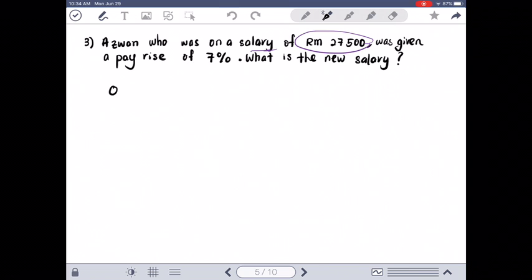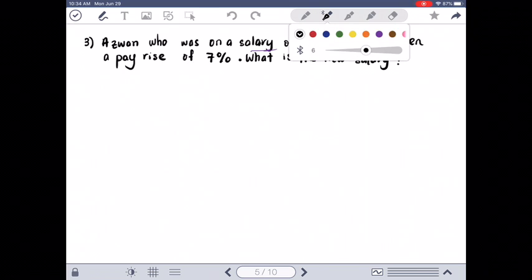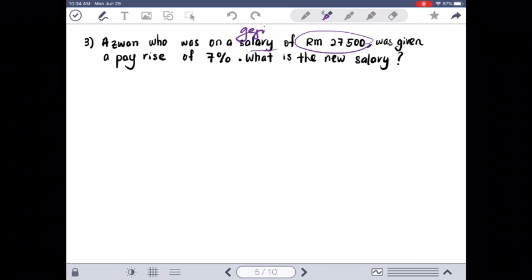Old salary is gaji. So maybe he's a doctor, who knows? Or the CEO of a big company, so maybe that's why his salary is over 20,000. Okay. Anyway, the old salary is RM 27,500.